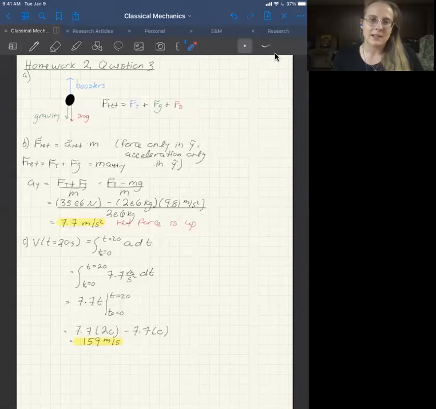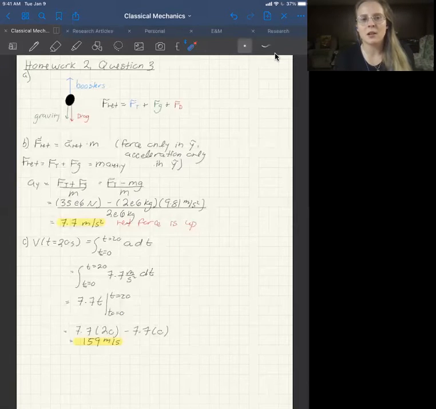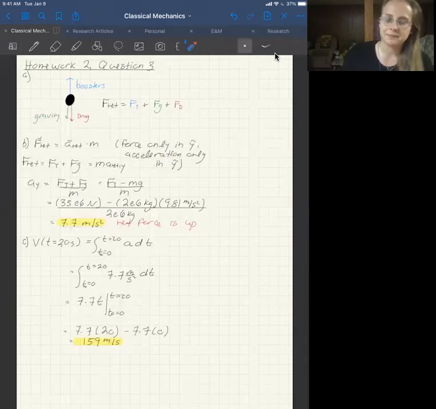Note that because that acceleration is positive, that means that the net force in the y direction is pointing up, which means the rocket is accelerating upwards, which makes sense for this problem. Whenever you're solving for a value in a problem like this, we can kind of visualize it and see if the numerical answer you get makes sense. So having a positive acceleration here makes sense because our rocket should be accelerating upwards.